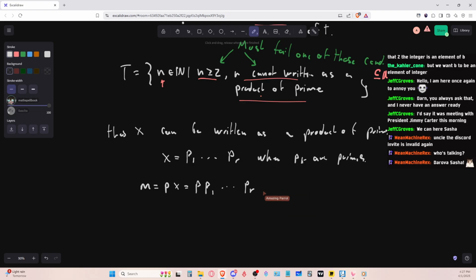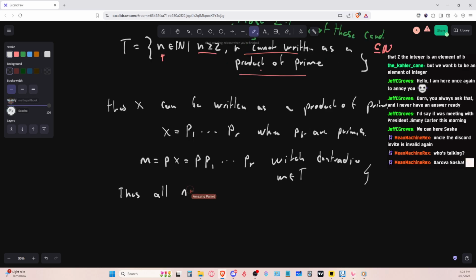Yeah. Okay. Which contradicts the original set in this case. Which contradicts the fact that m is inside of T. Thus we have a contradiction. Okay. Interesting. Thus all n greater than or equal to 2 are products of primes.